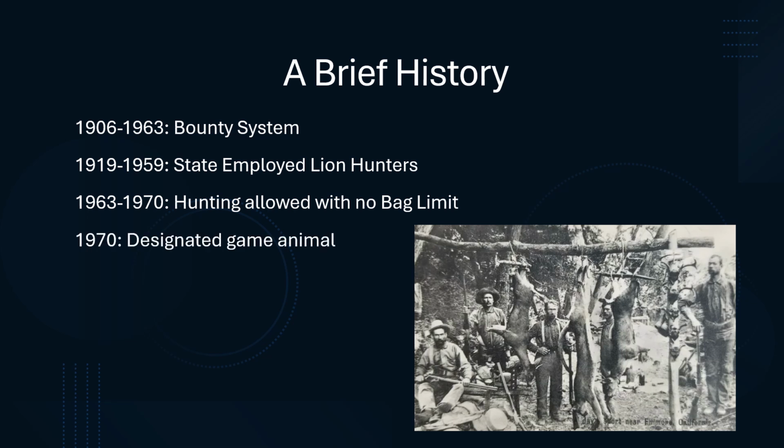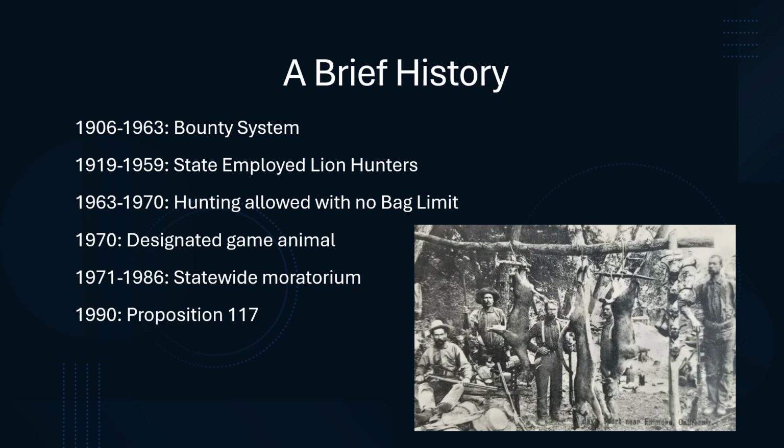In 1970, the state designated the animal as a game species, which meant that people had to buy a hunting license and a tag, but there was still no limit. And from 1971 to 1986, the state enacted a statewide moratorium which stopped the hunting of mountain lions due to public concern for the population.